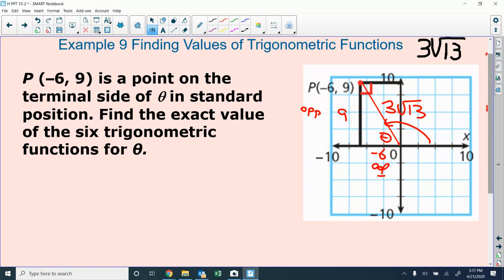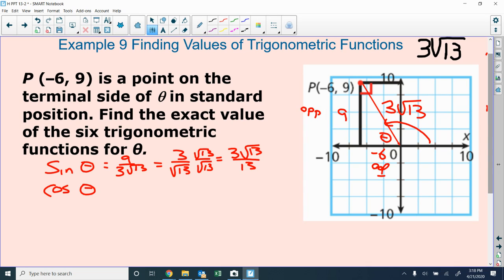So now we're ready to do our trig functions here. So my sine. My sine is going to be my opposite, which is 9, over my hypotenuse, which is 3 square roots of 13. Let's go ahead and fix that up. It's going to end up being 3 over the square root of 13 after we have 9 over 3. Then we're going to rationalize, and we end up with 3 square roots of 13 over 13 as your sine.